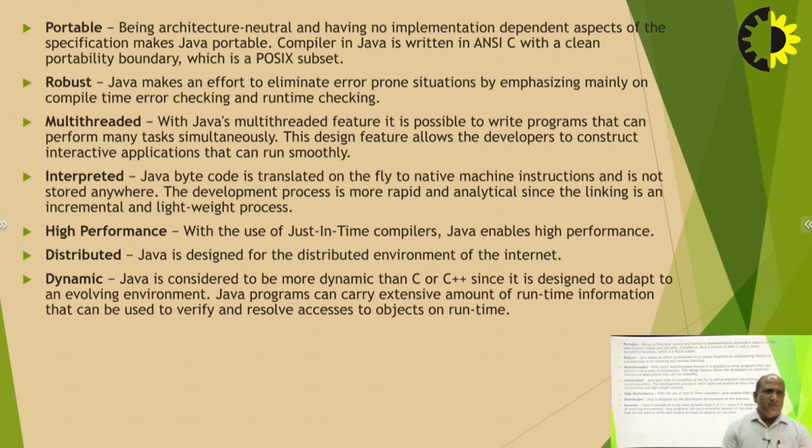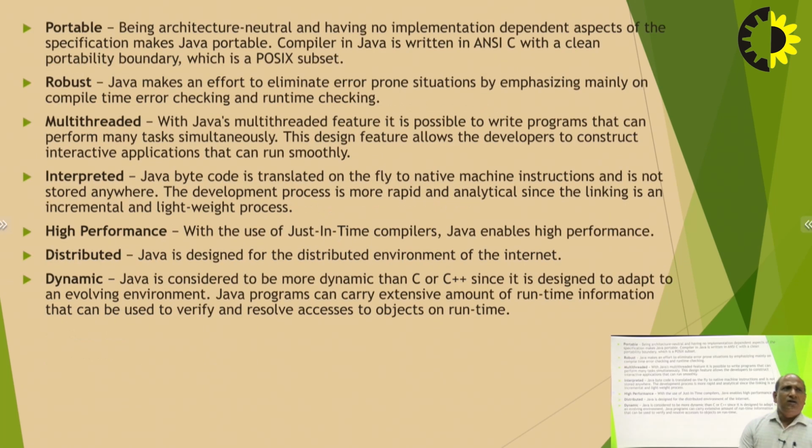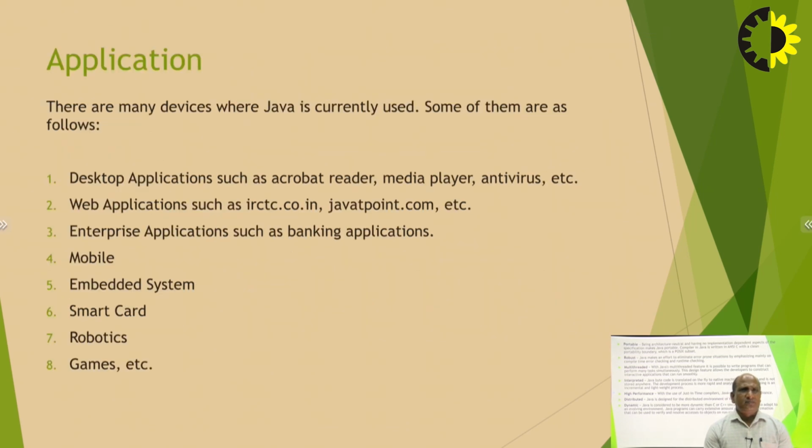It is distributed, it is dynamic. So these are the features that make Java a unique language that is highly preferable to application-level developers, and the core features are multi-threaded, platform independency, portability and distributed language.